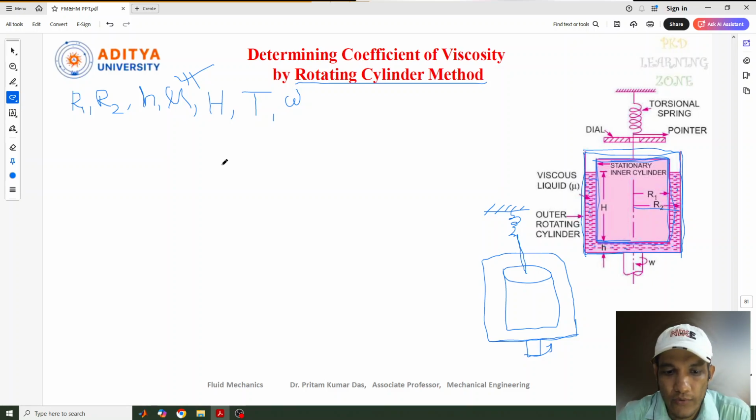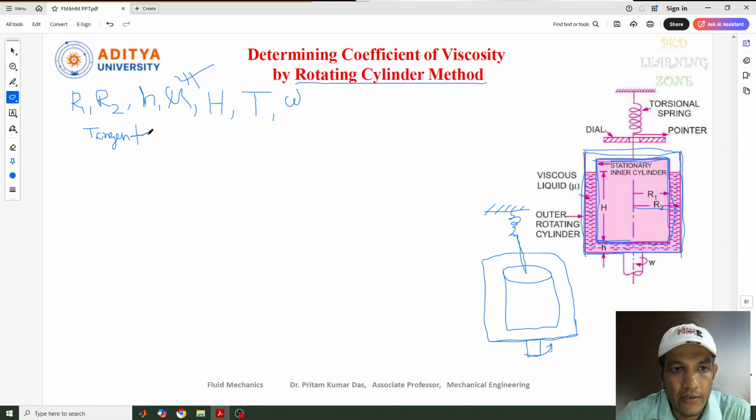Now let's find out. As I told you, omega is the angular speed of the outer cylinder. Now we need to find the tangential speed of the outer cylinder. What is the tangential speed, or the peripheral speed, of the outer cylinder? That one we can write as the tangential speed.